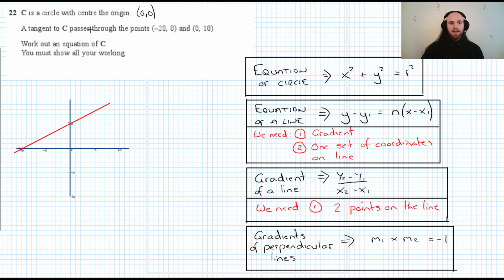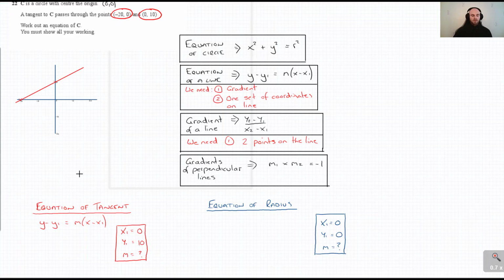In the question it says a tangent to C passes through the points -20, 0. So I plotted that point there, and 0, 10, and I plotted that point there, and I drew the tangent. Like I say, this really does help you a lot. So to begin with, I'm going to try and find the equation of this tangent, the equation of the line of this tangent right here.